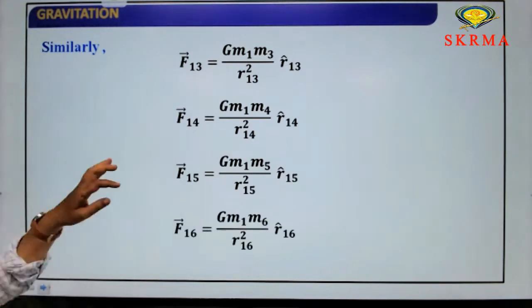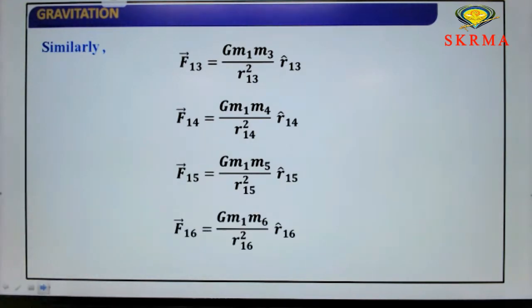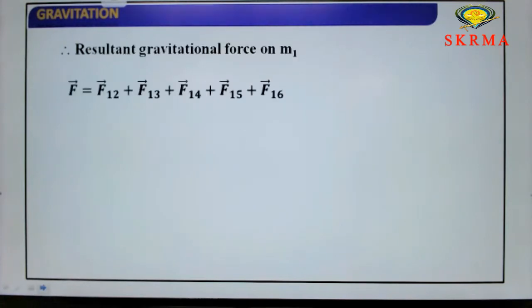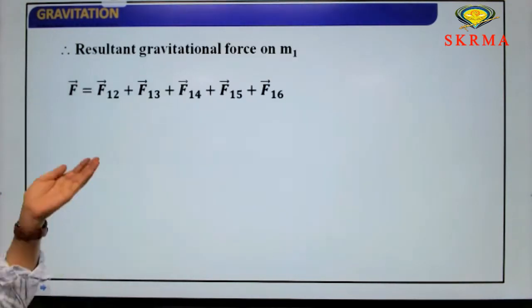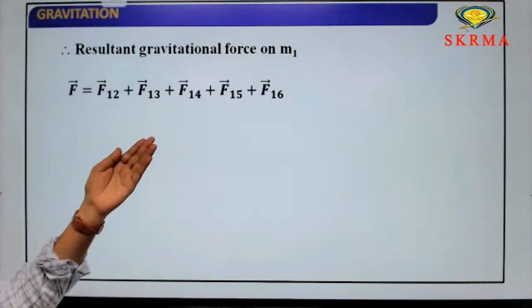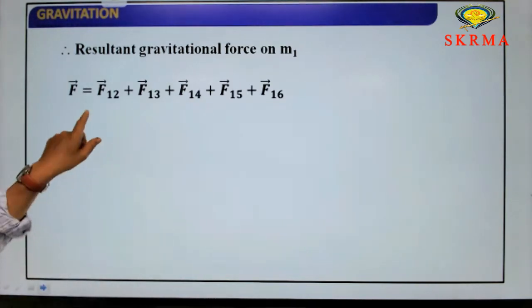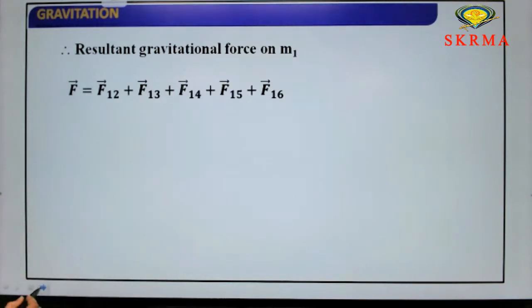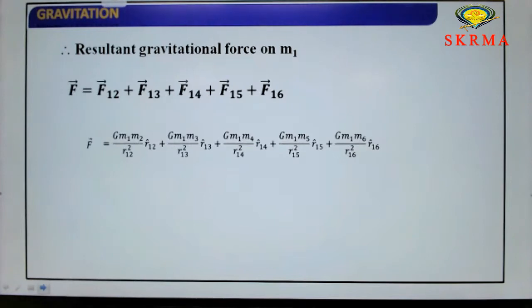In the same way, you can write for 5 and 6. If you take the addition of all these forces, you can obtain the resultant force on that mass. That is also called superposition of forces. Here F12, F13, F14, F15, F16 are nothing but the force acting on 1 due to 2, 3, 4, 5, 6 and so on. Then we can write the equation like this.